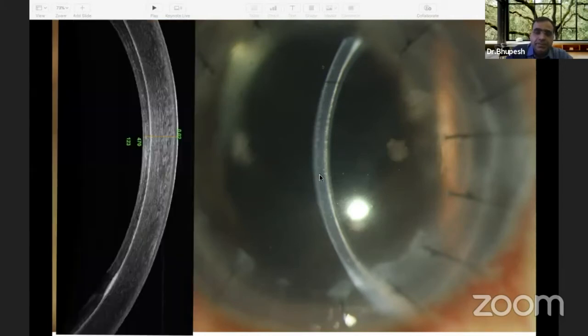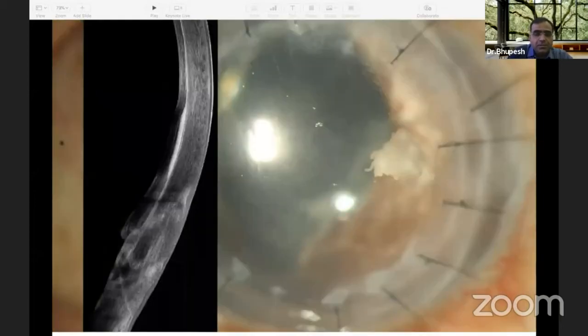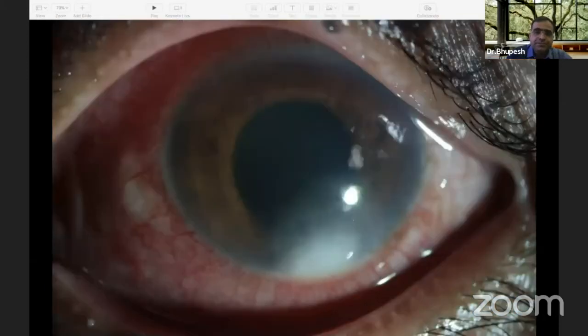And on OCT, you can see a small interface opacification, but on follow-up, this was increasing, and on confirmation from interface scraping, it came out to be Candida glabrata, and we finally underwent therapeutic keratoplasty to improve this. Similarly, this patient was previously being managed as granulomatous uveitis, but was not having any lesion to scrape.